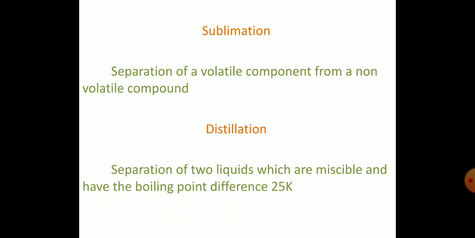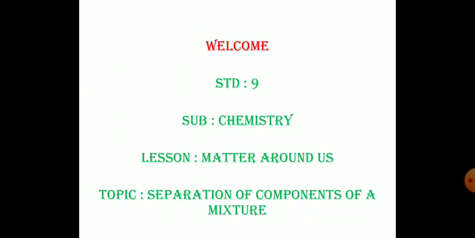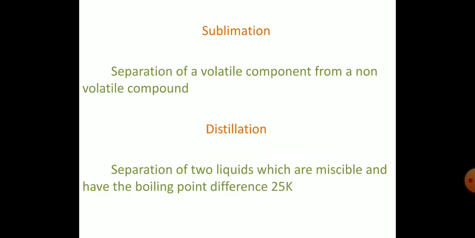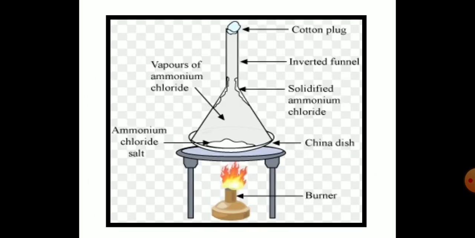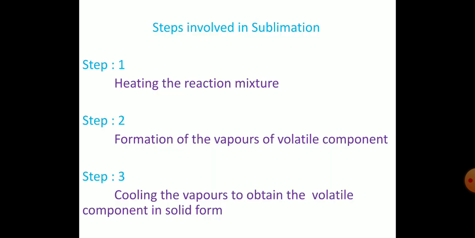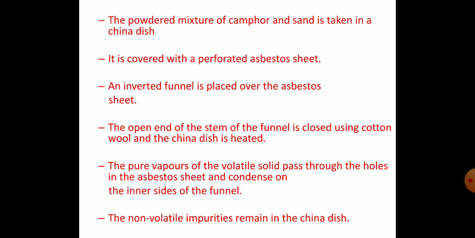Okay, what are the things we have seen in this video? Separation of components of a mixture. There are 2 techniques we have planned to discuss. What are they? Sublimation and distillation. And sublimation is a process which is used for separating a volatile component from a non-volatile one. And we have seen the definition. This is the pictorial representation of the sublimation process. And these are the steps involved in sublimation. And this is the processing of the sublimation process with an example. I have taken the example of a mixture of sand and camphor. If you are given a mixture of sand and camphor, how can you separate it? So the answer is here.